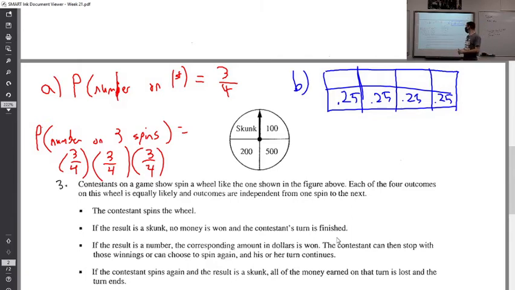If my spin landed on 100, then I would add to that, and I would have 900. If my spin lands on a 200, then I add to the 800 I already have to be 1,000. If my spin lands on a 500, then I add to the total that I already have, and I have 1,300. If my spin lands on a skunk, then oh no, we went bankrupt and we have nothing.